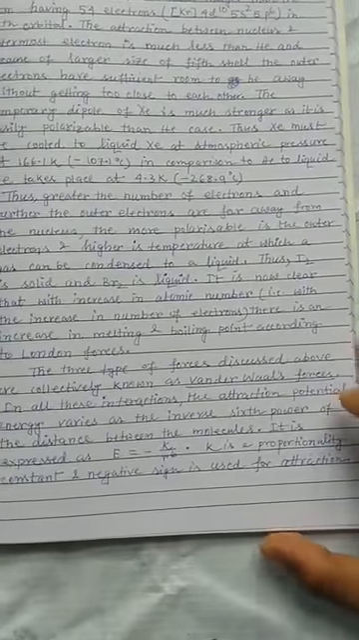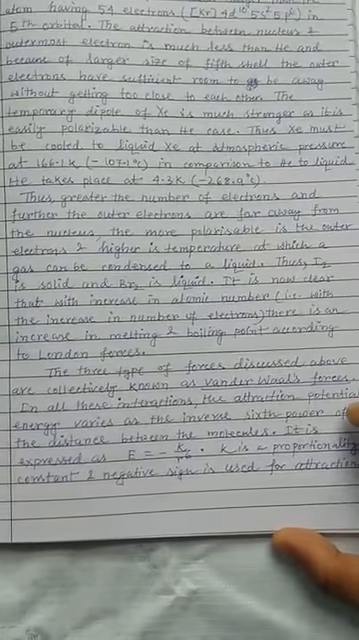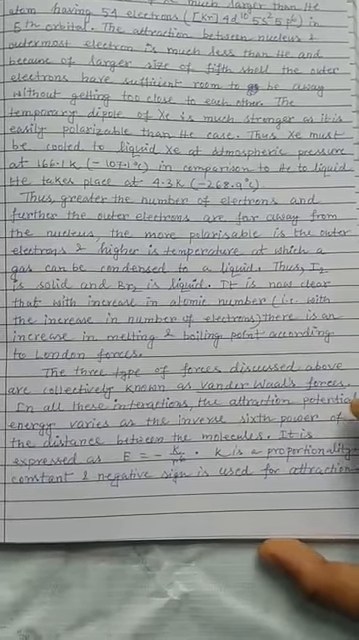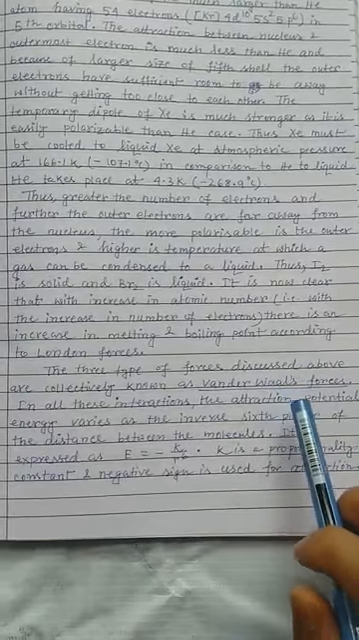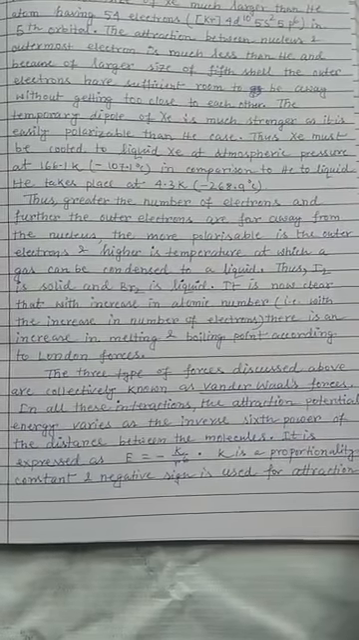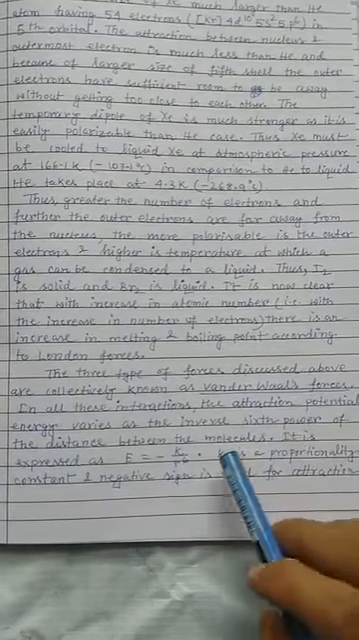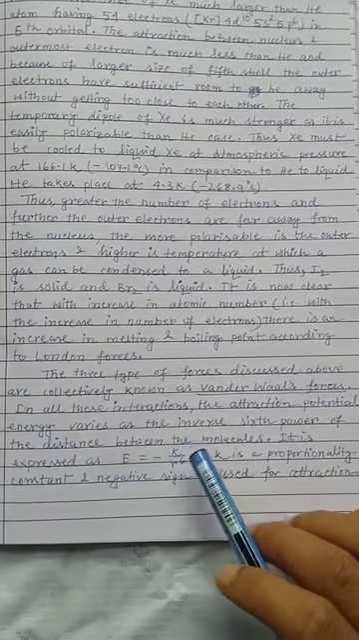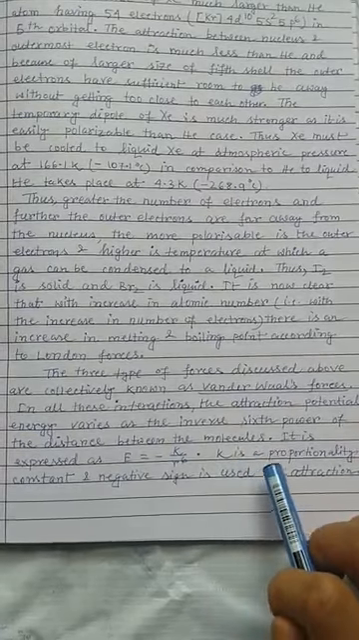So these are the three forces, that means dipole-dipole, dipole-induced dipole, and induced dipole attraction forces. These three types of forces discussed above are collectively known as Van der Waals forces. In all these interactions, the attraction potential energy varies as the inverse sixth power of the distance between the molecules, and it is generally expressed as E, Van der Waals type, equal to minus k by r to the power 6. Here k is a proportionality constant and the negative sign is used for attraction.